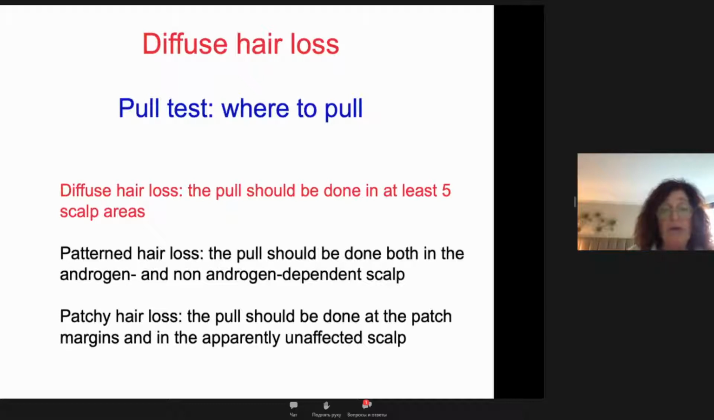If you suspect androgenetic alopecia, you have to do the pull test in the androgen-dependent scalp and in the occipital area. And when you have patchy alopecia, you have to do the pull test at the margin of the patch.